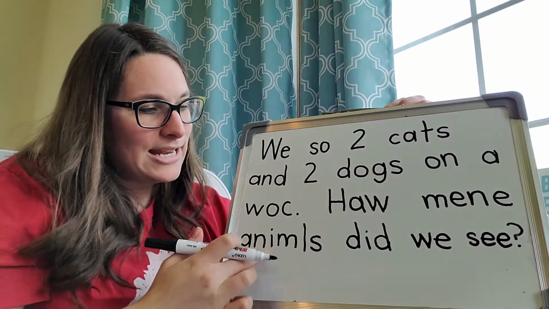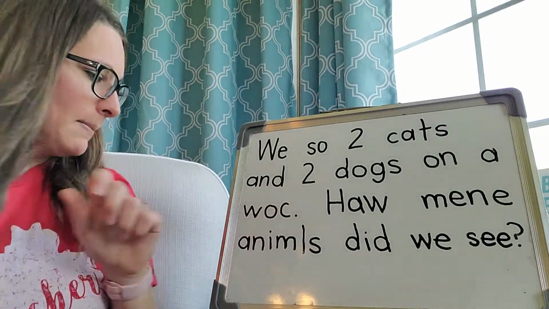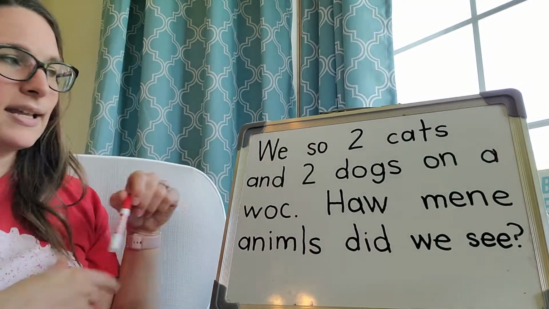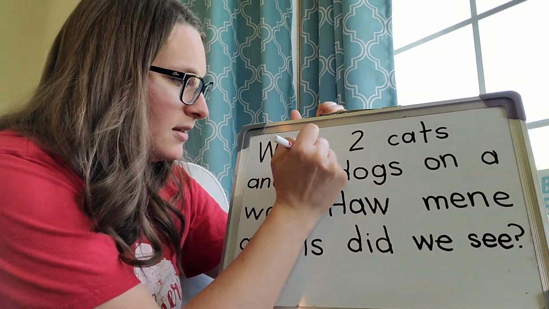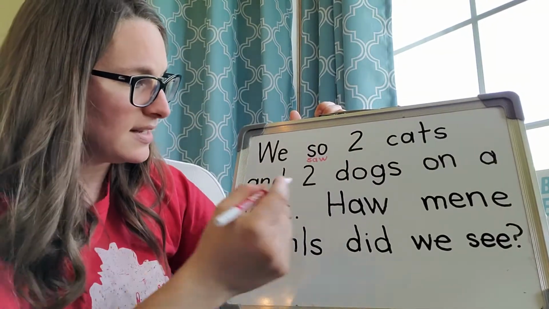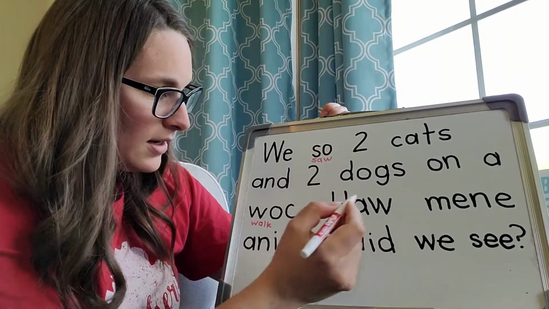So our word problem is we saw 2 cats and 2 dogs on a walk. How many animals did we see? So I'm going to put my black marker down for a second, and I'm just going to come through and write the correct spelling underneath. So we already know that saw was not spelled correctly, and again, that's fine. And I'm just going to write through.